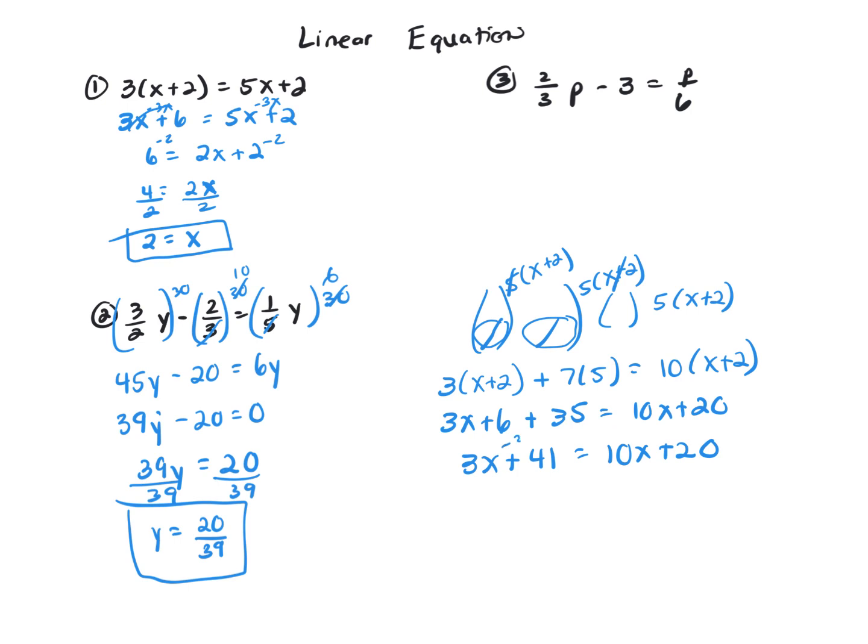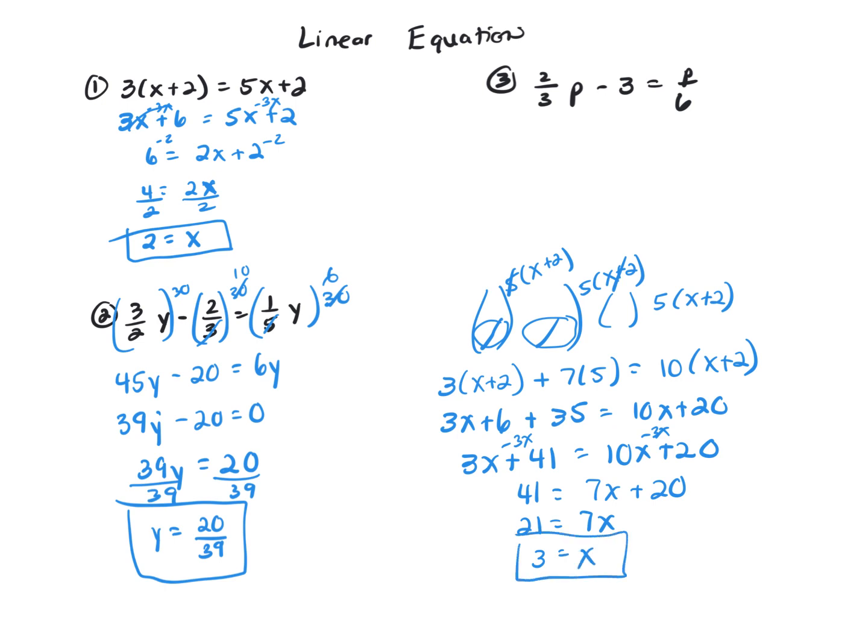Now let's subtract 3x from both sides. And that leaves you 41 equals 7x plus 20. Subtract 20 from both sides, and that gives you 21 equals 7x. Divide both sides by 7, and you get 3 equals x.